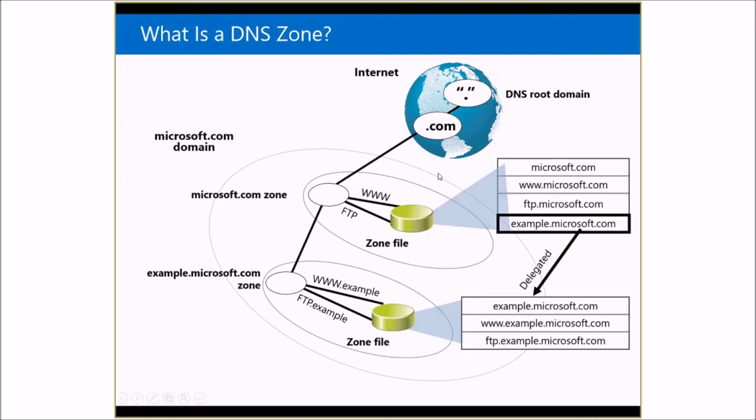In this case, you have a zone file for this Microsoft.com zone. But in here, you've actually got a subdomain called example.microsoft.com. And you need to be in the main domain here, the top level, and in this domain, we need to actually have a delegation for example.microsoft.com. Then we have a zone file for the example.microsoft.com domain.